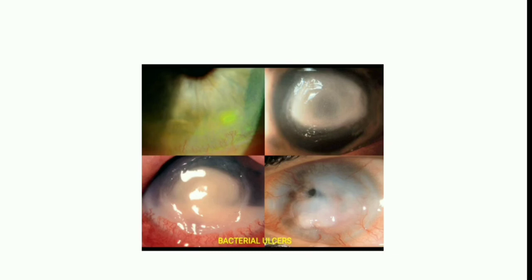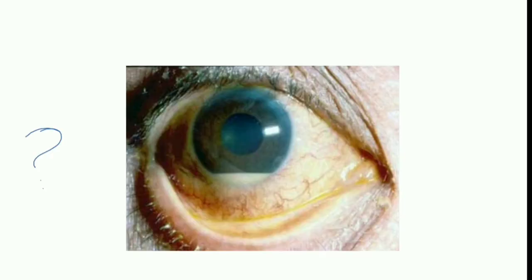So this is the picture of a bacterial ulcer. What you are seeing here is the hypopyon in a bacterial ulcer. It is very important to remember the features of this hypopyon. Mainly, you have to remember that in the case of two bacteria, this hypopyon is very dangerous. One is pneumococcus and the other is pseudomonas.